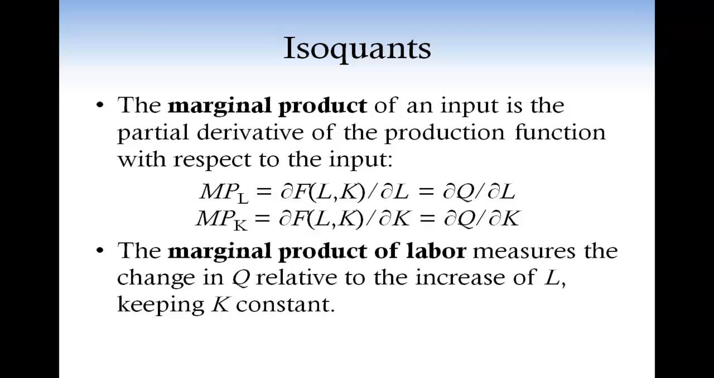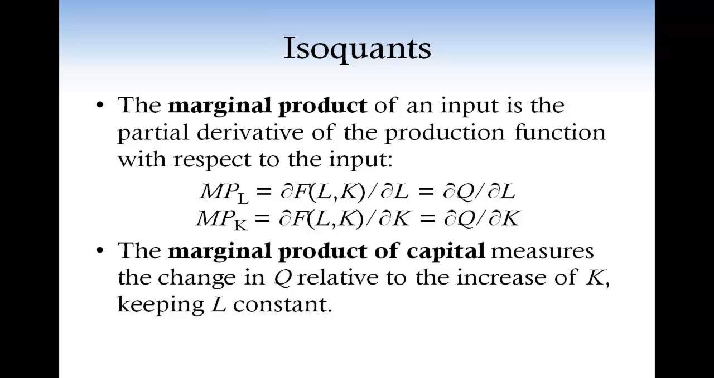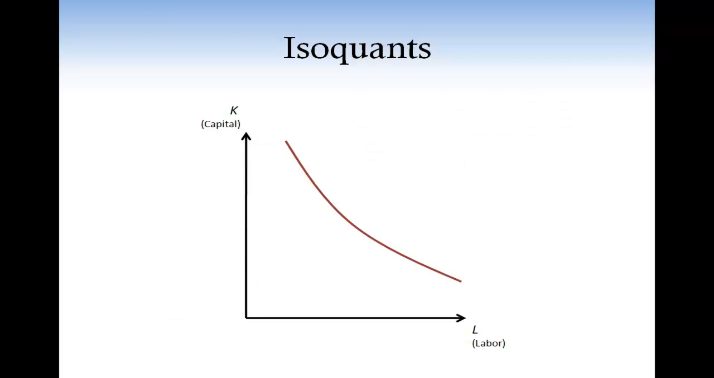The marginal product of labor measures the change in output produced relative to the increase in labor used, keeping constant the capital. Analogously, the marginal product of capital measures the change in output produced relative to the increase in capital used, keeping constant labor. Now, I would like to go back to your question on the shape of the isoquants. With the assumption of positive marginal product of labor and marginal product of capital, we have that the isoquants must be decreasing functions.